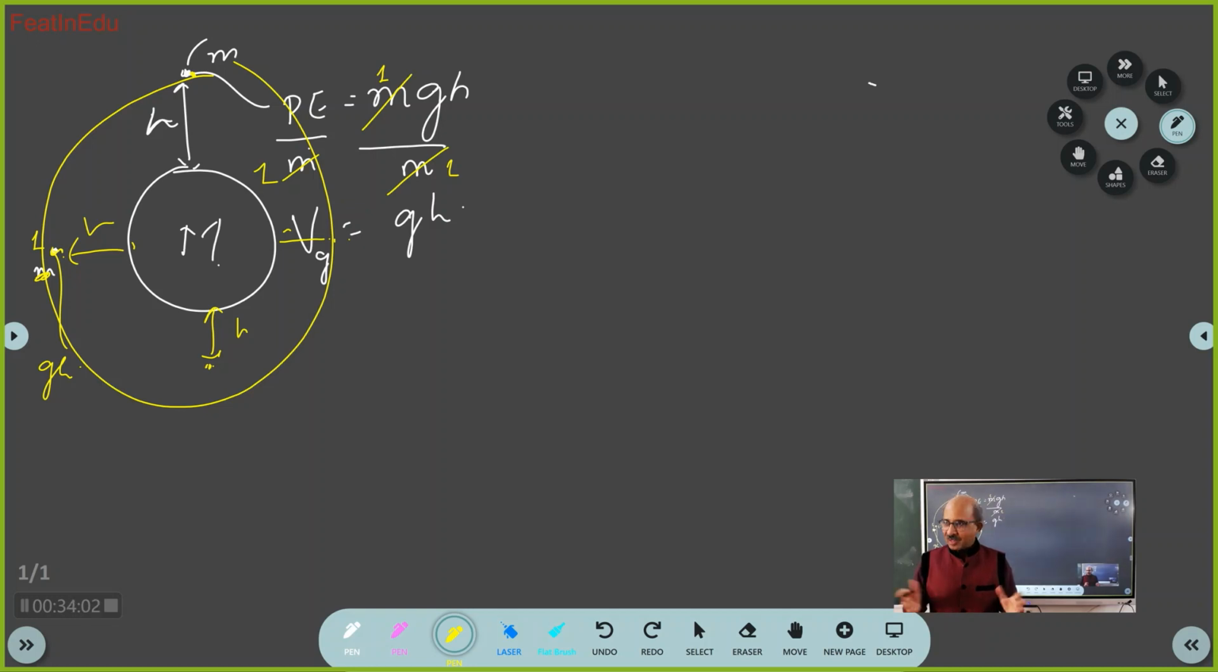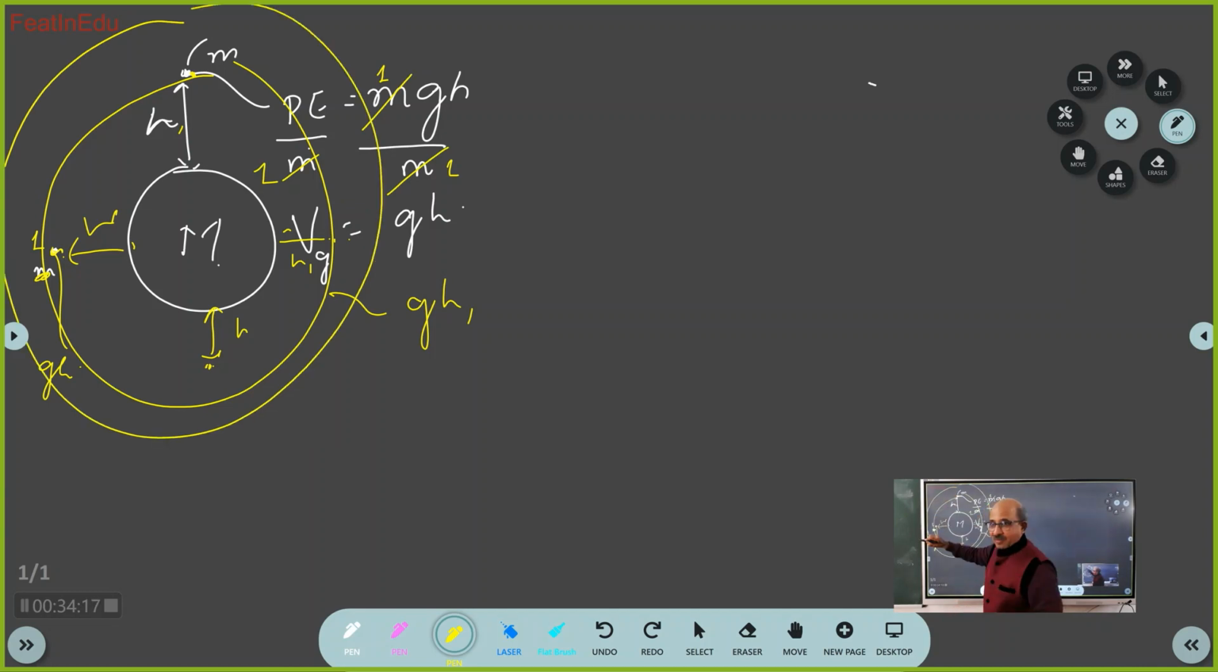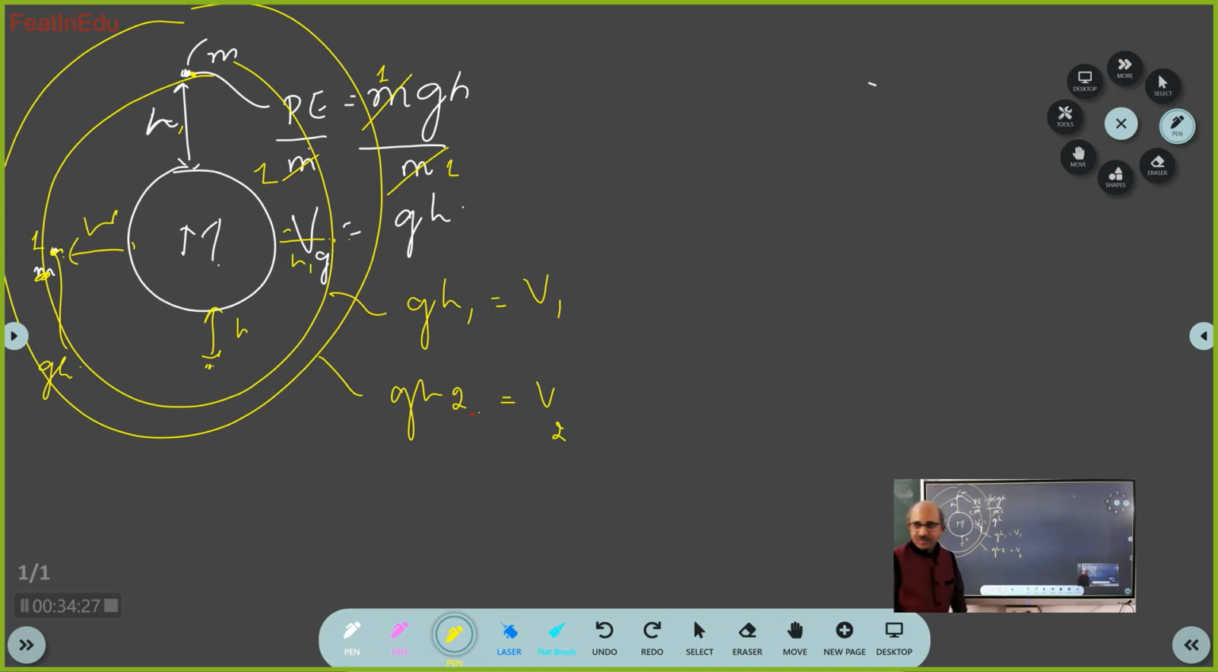So it varies with h. See, that is how you should think. Now the potential at this point is gh1. I will call this h1. I will imagine another sphere, h2. So what is the potential of that sphere? gh2. So this I will call V1. This I will call V2. Any problem?